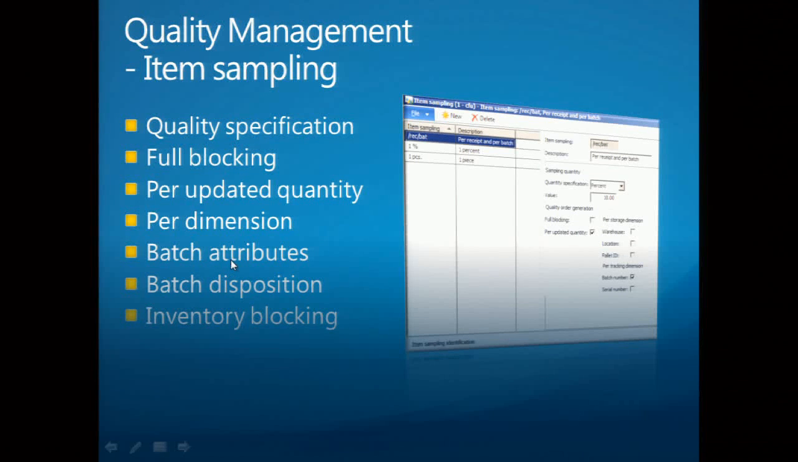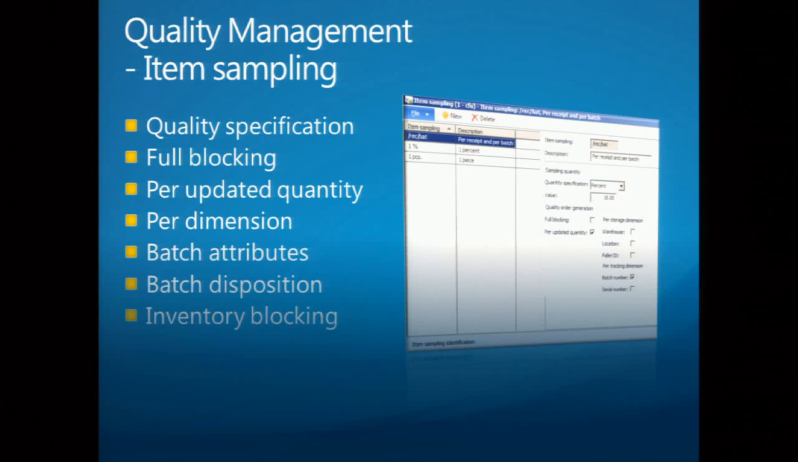Okay, and then batch attributes. Basically, the changes. Batch attributes is the functionality in AX 2009 where the test results from the quality order can be updated to the inventory batch that is under inspection.